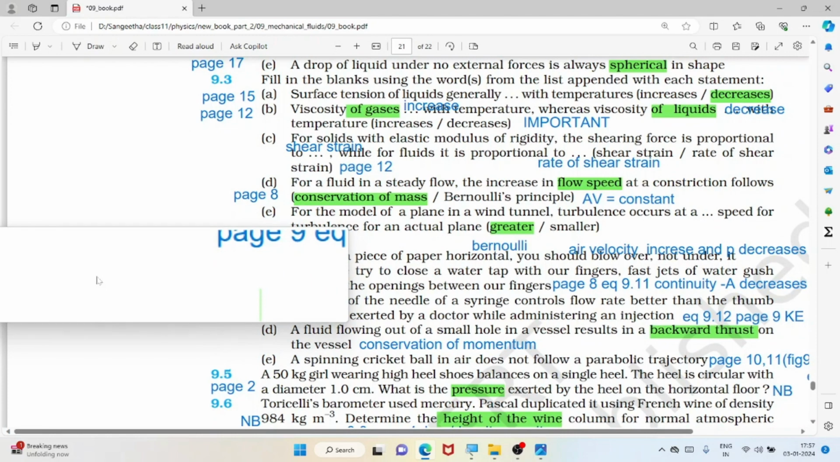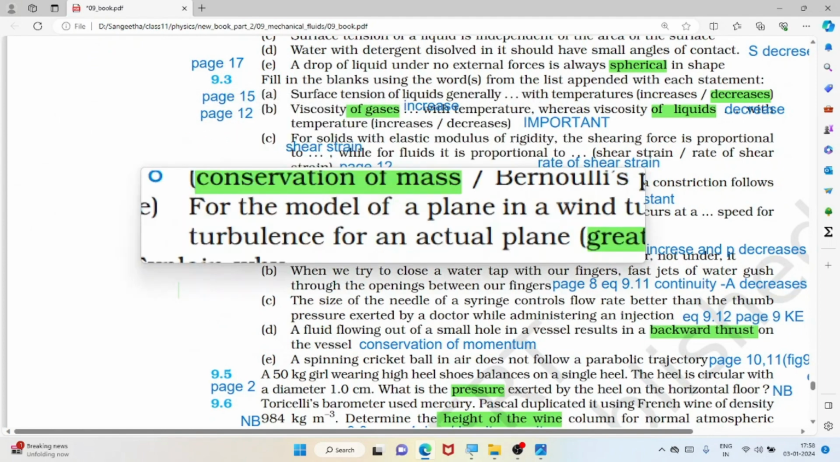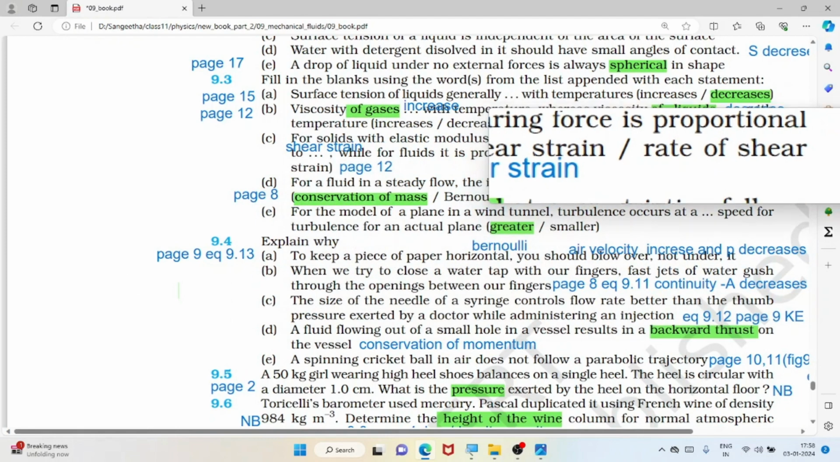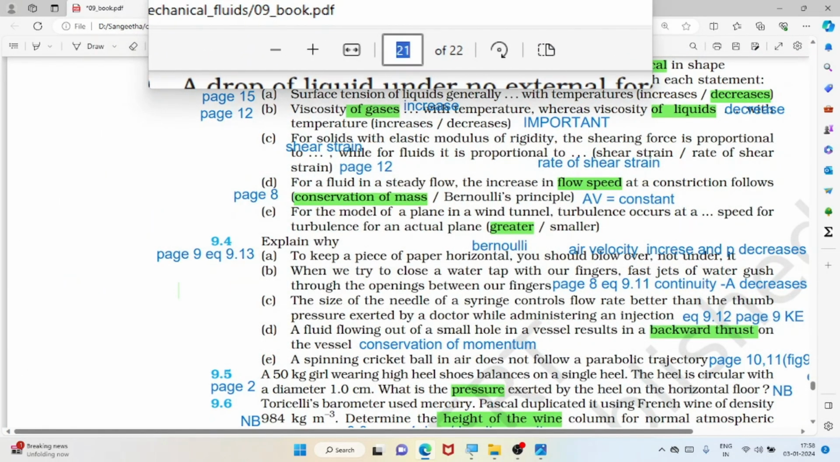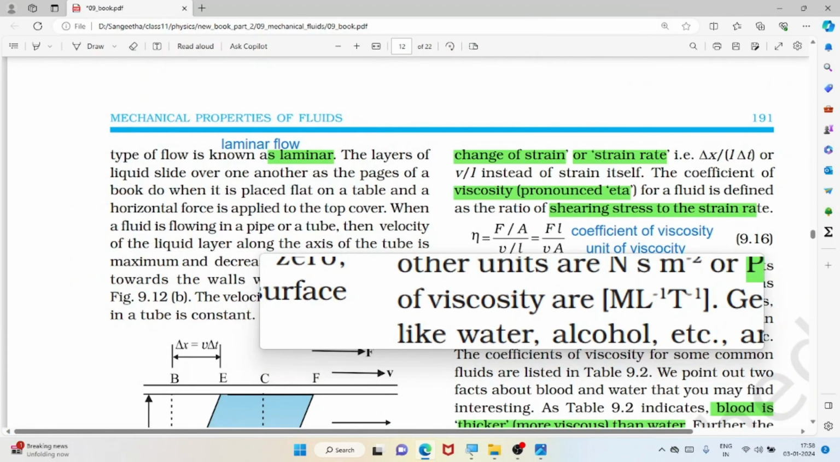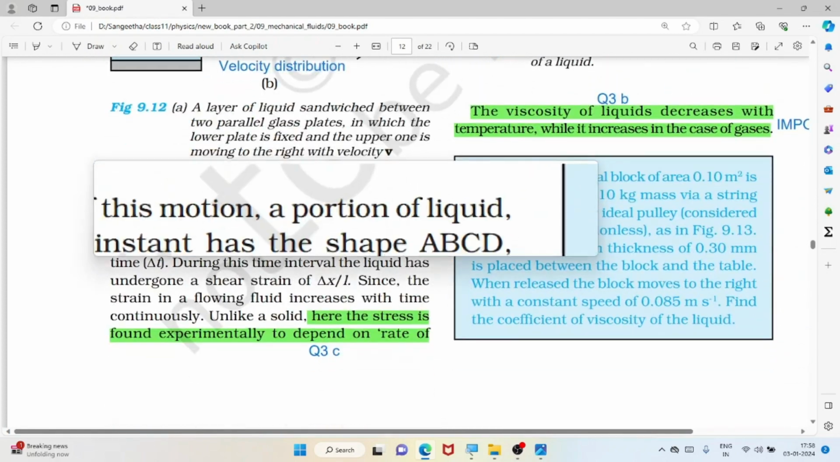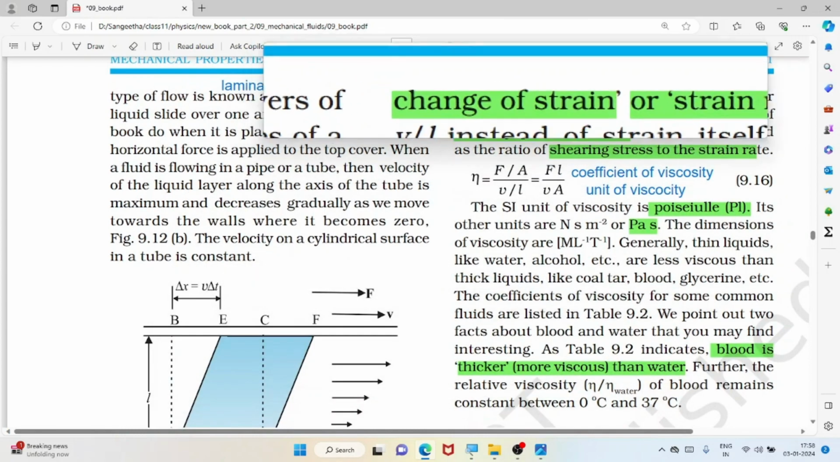For a solid with the elastic modulus of rigidity, shearing force is proportional to the shear strain. For fluids, it is proportional to the rate of shear strain. Okay, page 12. So here, this is the rate of shear strain.